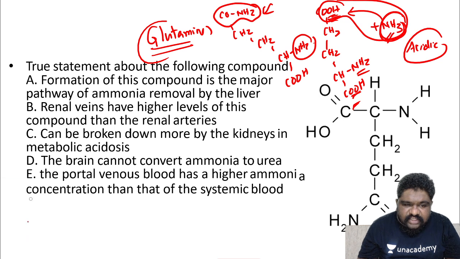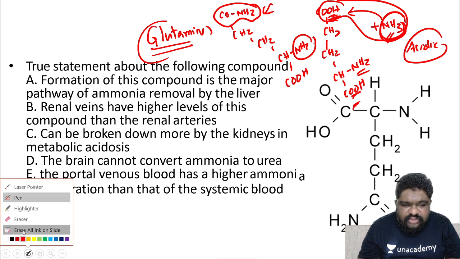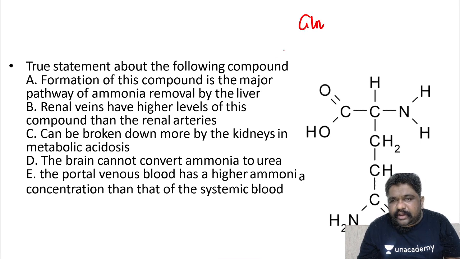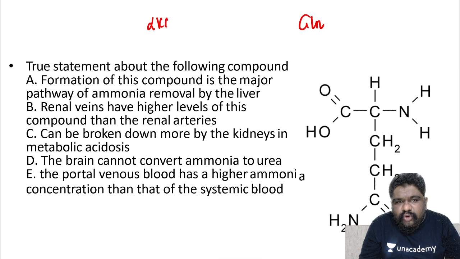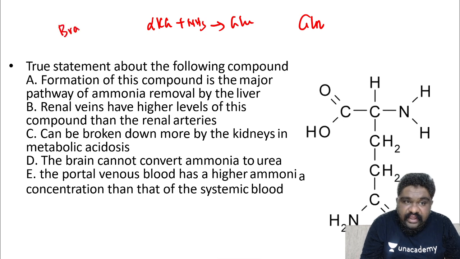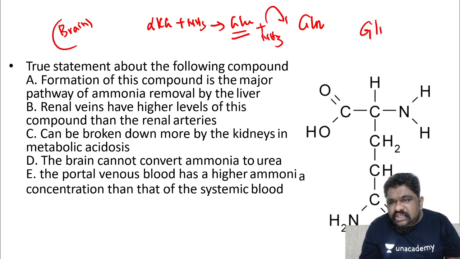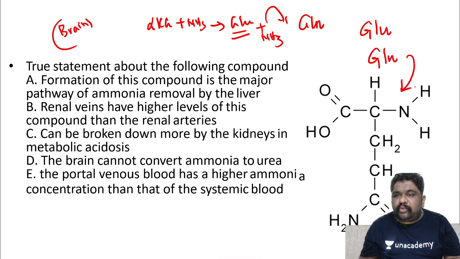The question is asking you about glutamine. The whole structure is glutamine. What are the things you know about glutamine? Remember, glutamine is the mechanism by which alpha ketoglutarate can trap an ammonia to become glutamate. Especially in the brain, glutamate traps one more ammonia in excess to become glutamine. Remember, GLU is glutamate, GLN is glutamine, this compound is glutamine.